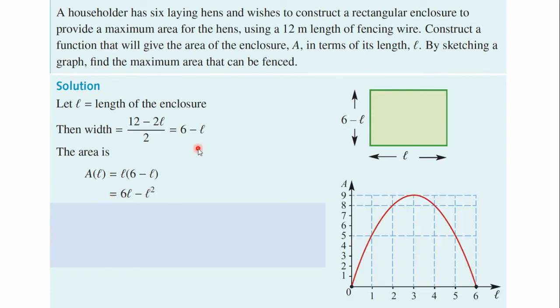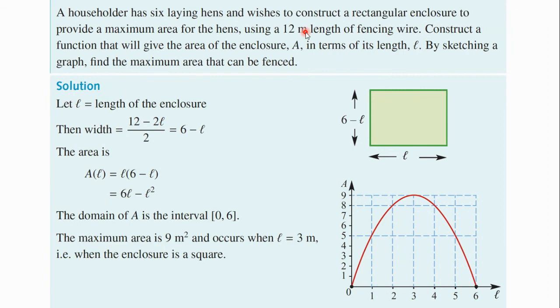So there it is, I've graphed that quadratic function. That's something you should be quite easily able to do. You can use your graphics calculator if you're allowed to, but that's something that you should know how to do. What does it say? Find its area A in terms of its length, done. Sketching a graph, done. Find the maximum area. The maximum area looks like 9 square meters, and that occurs when the length is 3.